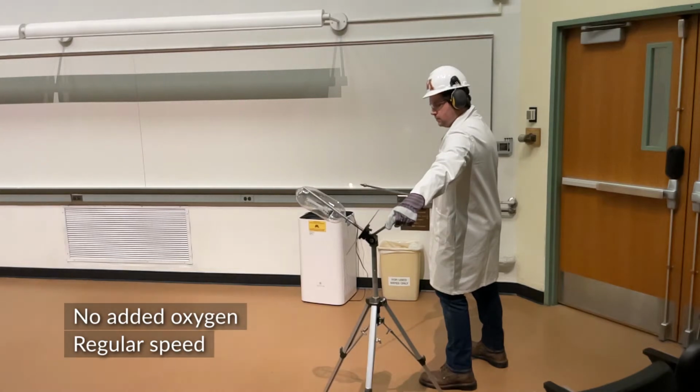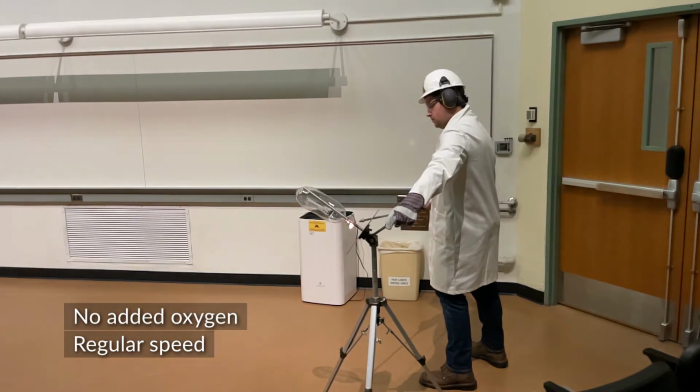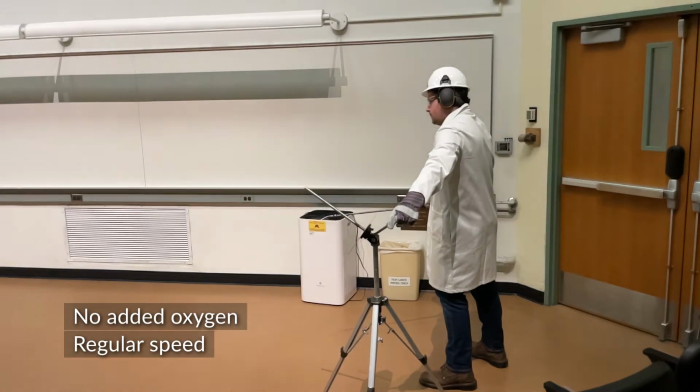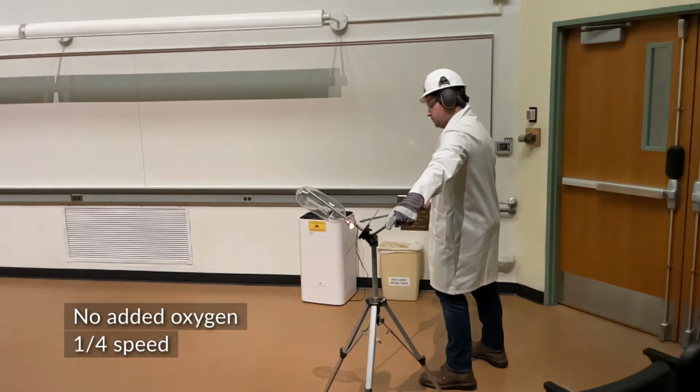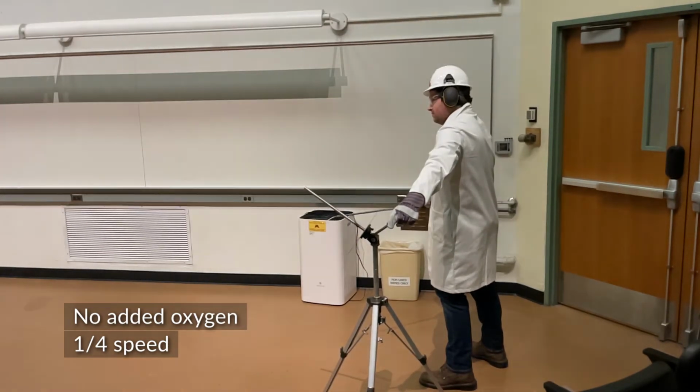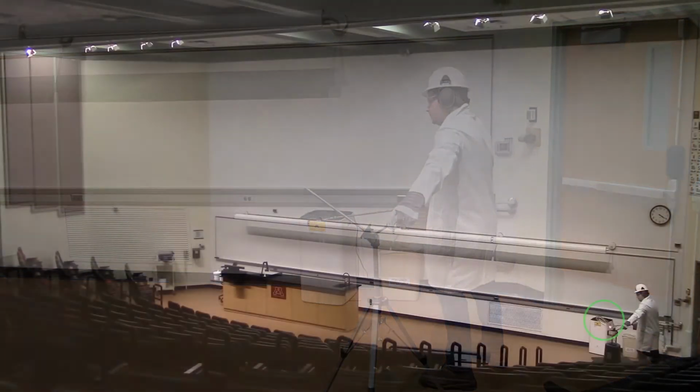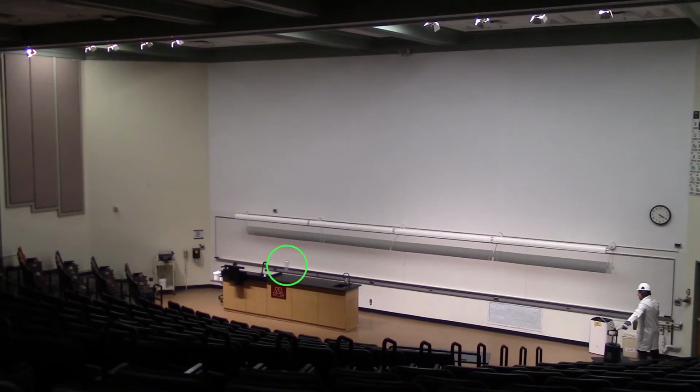Here's the first rocket. This contains the vapor from 2 milliliters of methanol and the normal amount of oxygen found in air. This rocket makes it about 2/3 away across the lecture hall.